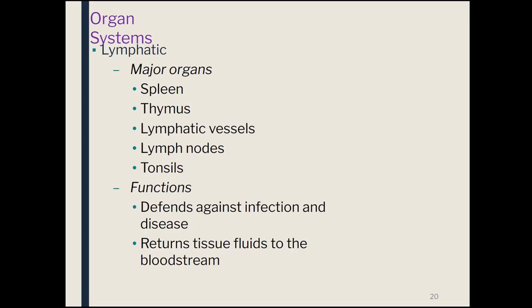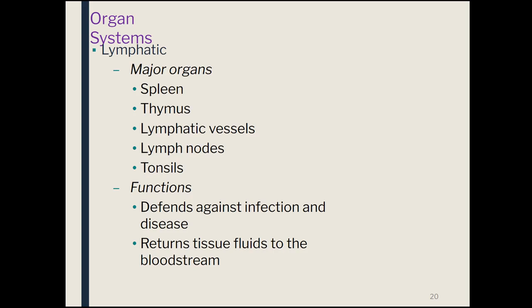Lymphatic, think immune system, defending against infection and disease, returns the tissue fluids to the bloodstream. It's going to almost filter the blood and return it back to the bloodstream in a clean fashion with removal of any types of pathogens. Our lymphatic vessels are part of the lymphatic system, lymph nodes, tonsils. If you think of someone who's had their tonsils removed or has chronic tonsillitis, inflammation of the tonsils, that's because they're constantly getting infected by an infection or a disease, and eventually they may have to remove it.